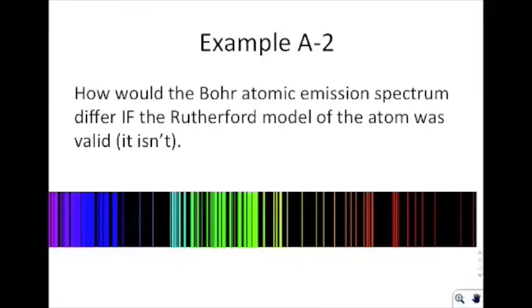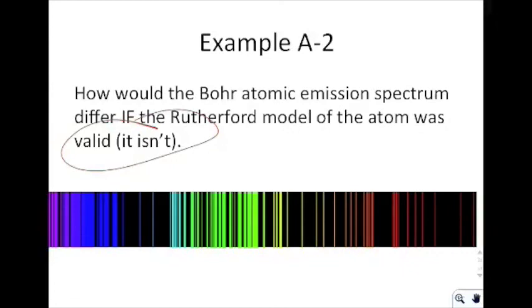How would the Bohr atomic emission spectrum differ if the Rutherford model was valid? And the key is it isn't. So this is an interesting question because this is kind of an AP level question because it asks you to compare and contrast two models, and you're supposed to say, okay, now if something were different, how would it change?